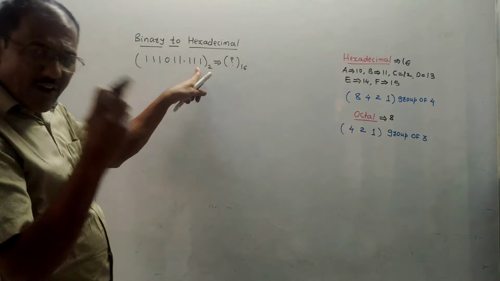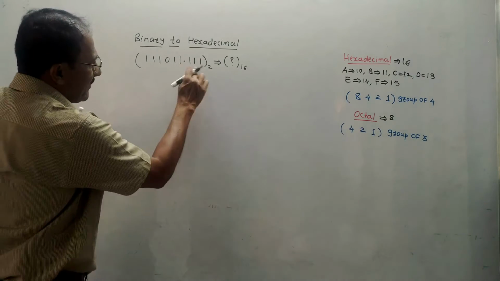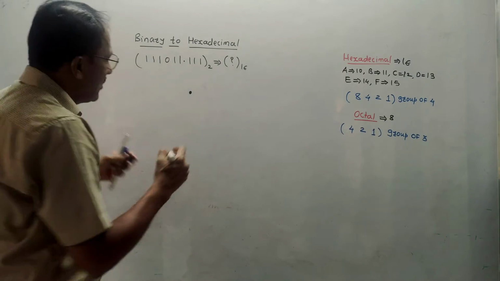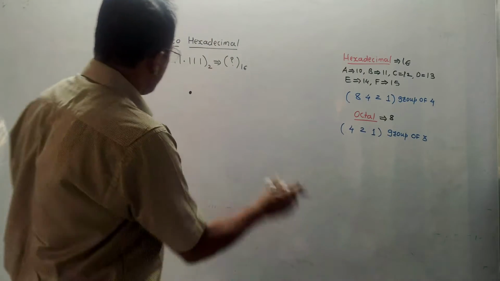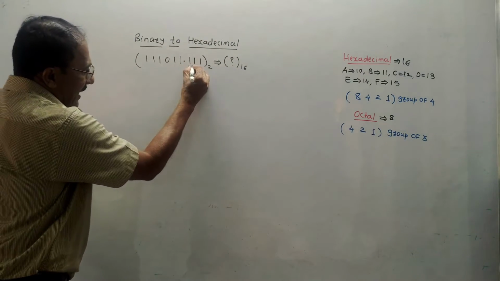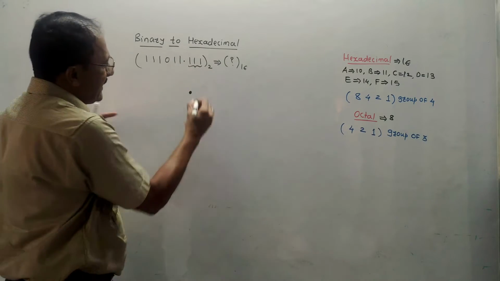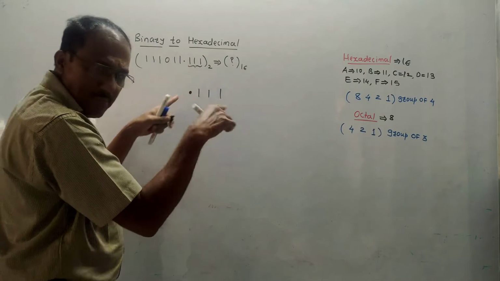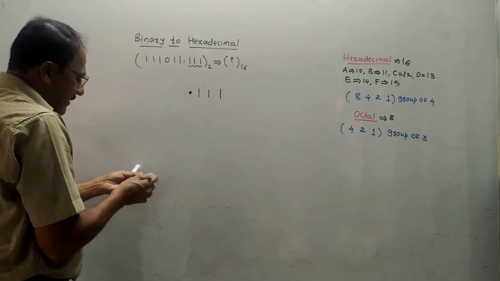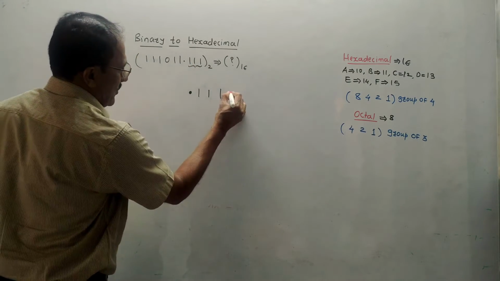After the decimal point, I have only 3 values, that is 1, 1, 1. I have to make a group of 4. So just go on adding whatever required number of zeros. Since after the decimal point I have 3 bits, that is 1, 1, 1, and I have to make a group of 4, 1 bit is remaining, so I will add 1 extra 0.